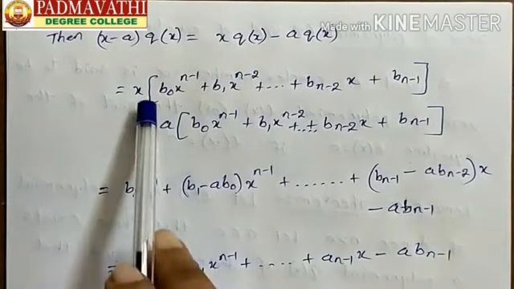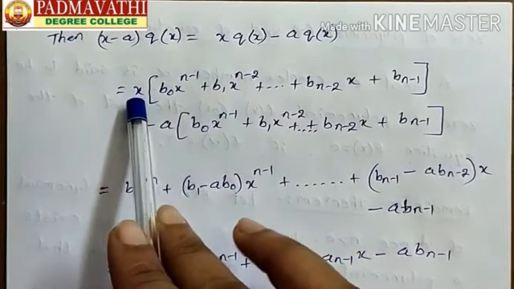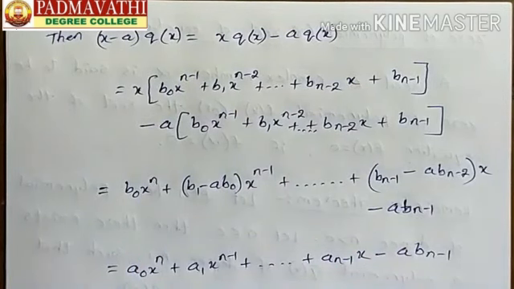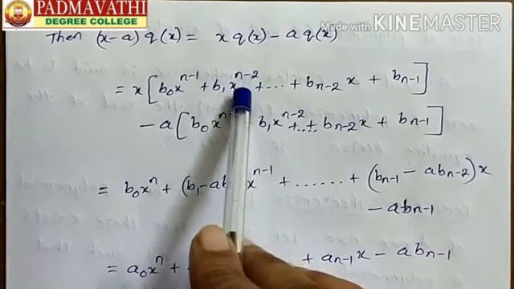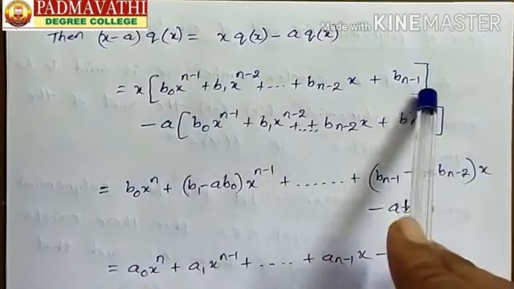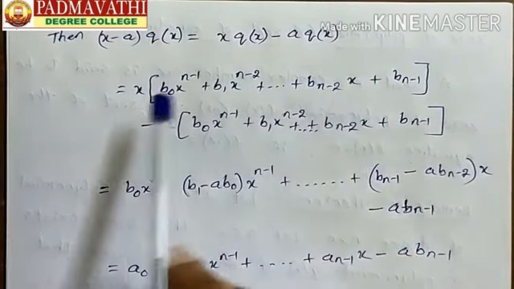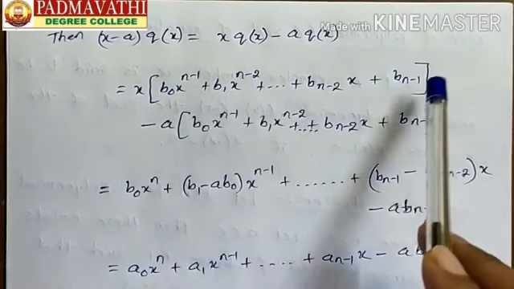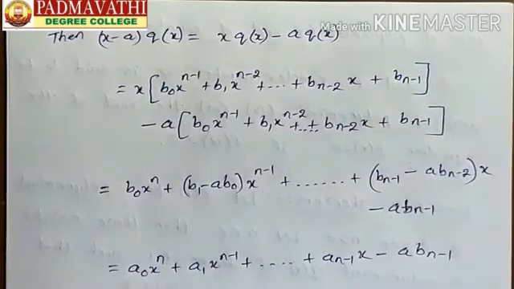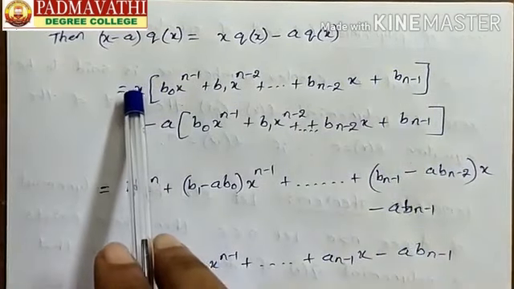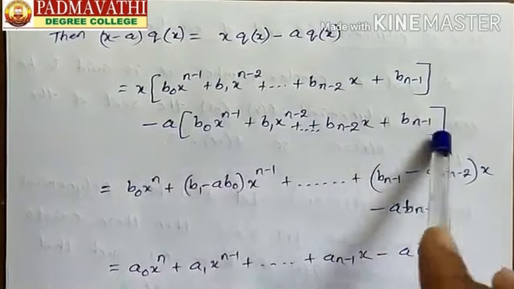So when you multiply x to this first term, here x power n minus 1 is already there. When you multiply with x, it will become x power n. And when you multiply this x to this term, x power n minus 2, it will become x power n minus 1. And so on. This x will become x into x square term, and this x into bn minus 1 will come as an x term. Means in this entire product, there is no constant term. The last term also becomes an x term when we multiply this x. Similarly, for this a term, for all the terms we need to multiply a.